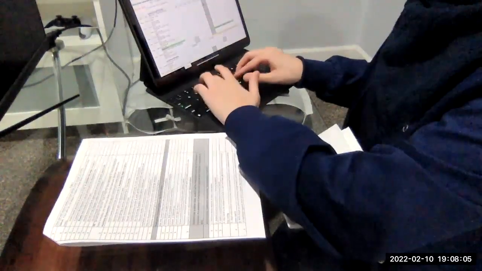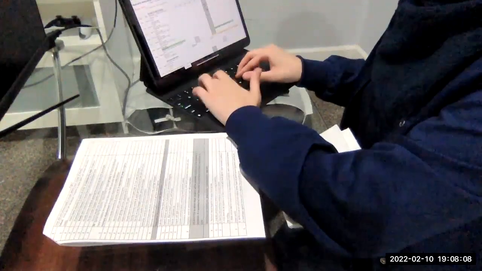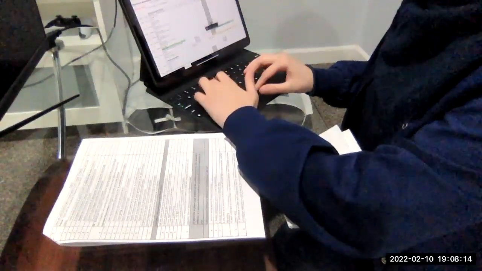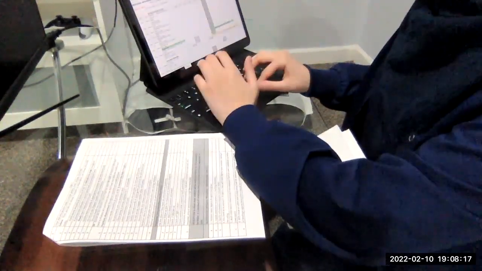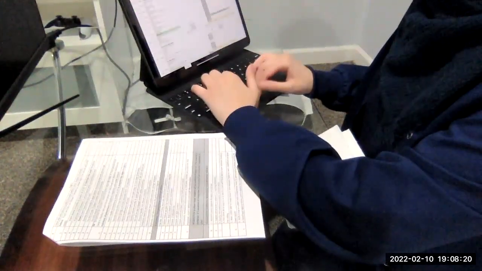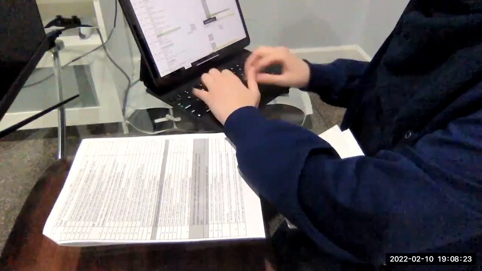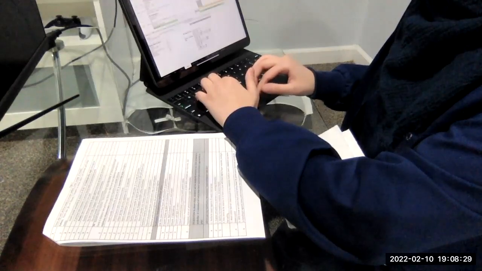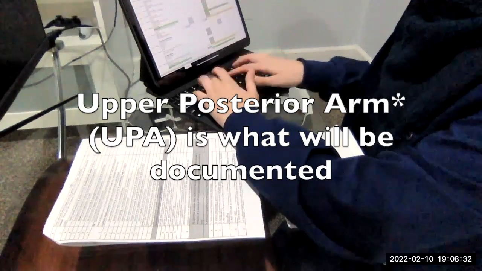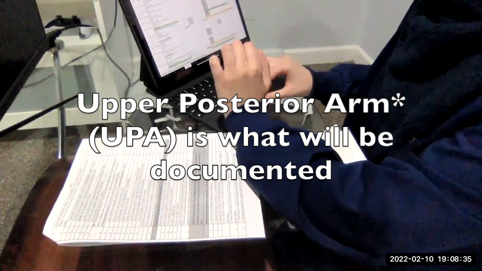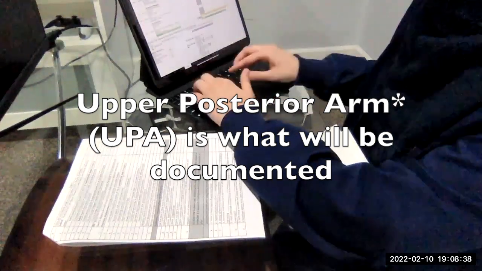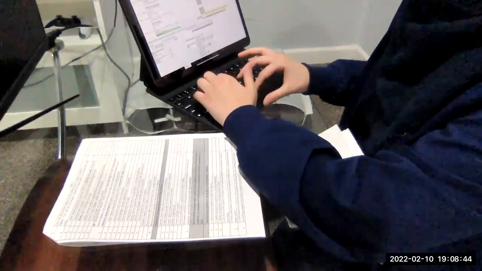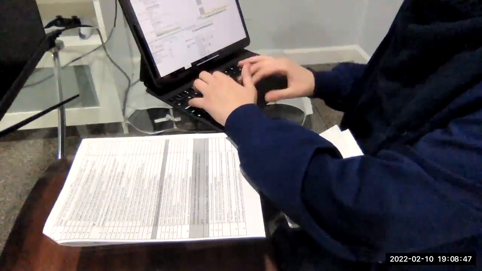So lisinopril, RA. You're going to say that you documented it, RA for that. And then for the heparin, we said that we were going to inject it into the upper aspect, right here in the upper posterior arm. So right upper posterior arm. And then down here, you're going to go all the way down here. Initials are going to be RA. You're going to write out your name, Rawiya Al-Muflahi. And then you're going to write SN for student nurse.